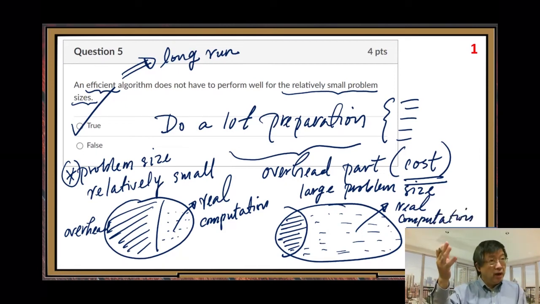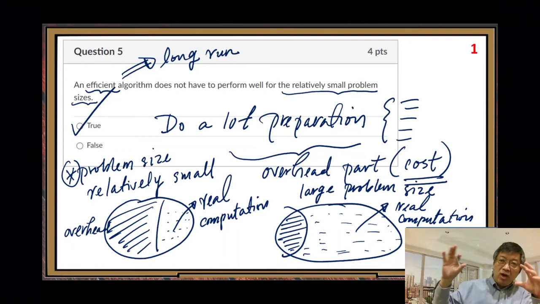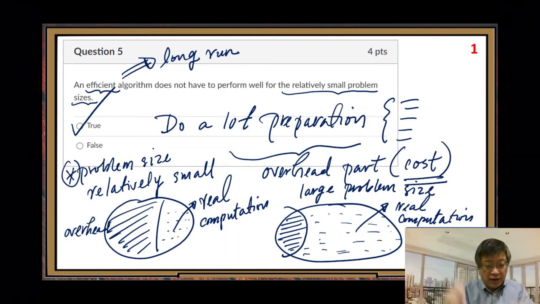Real computation part. When the size becomes larger and larger, if we look at the percentage of these two parts, the overhead part becomes smaller and smaller in percent. The real computation part becomes bigger and bigger. We can use some concrete numbers: less than 1% for the overhead part, and more than 99% for the real computation part.